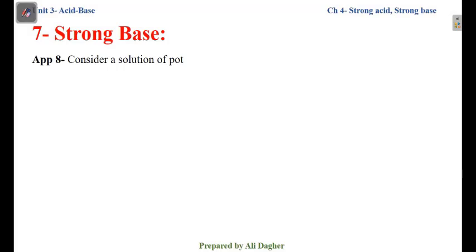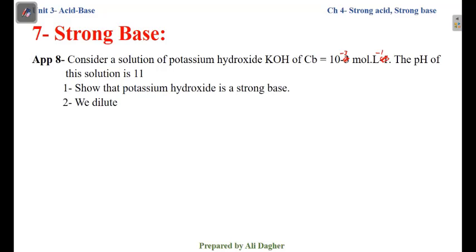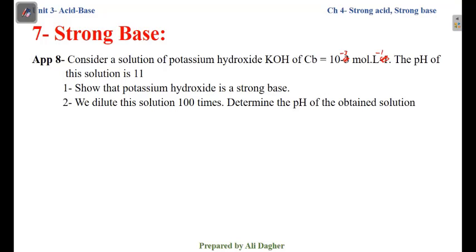Application 8. Consider a solution of potassium hydroxide KOH of Cb equal to 10^-3 mole per liter. The pH of this solution is 11. 1. Show that potassium hydroxide is a strong base. 2. We dilute this solution 100 times, determine the pH of the obtained solution.